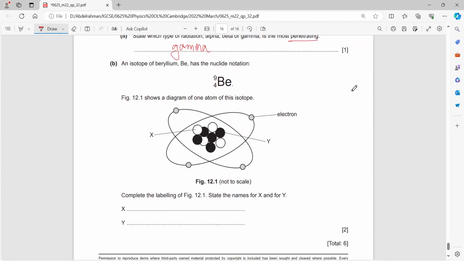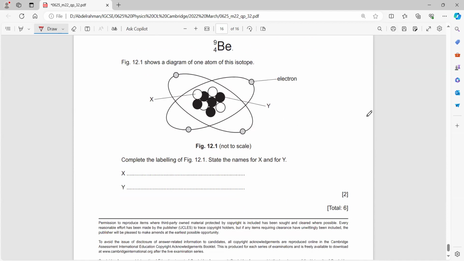This is a beryllium isotope. State the names for X and Y. Okay. X has to be protons. Why? Because we have 4 protons. So we have 4. And of course, Y is the neutrons.